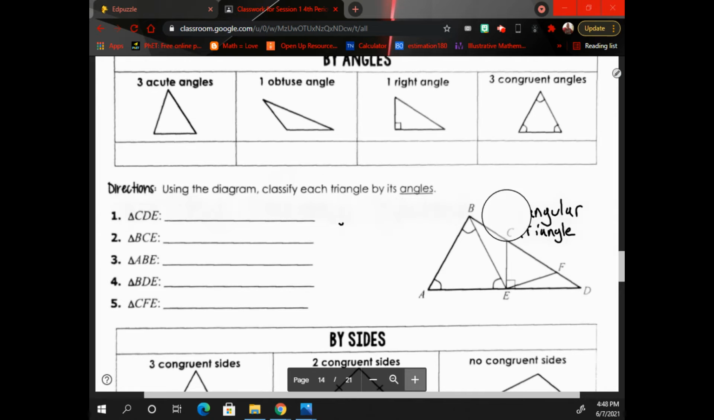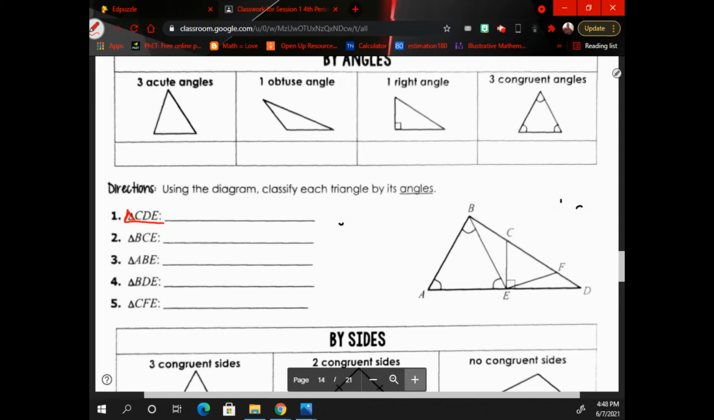Excuse this writing on the screen. I want to classify these triangles by their angles. All right, so here we go. Triangle named with three letters, and we see this triangle symbol in the front. So triangle CDE, from C to D to E. Right away, I see that right angle. Oh, that is a right triangle.